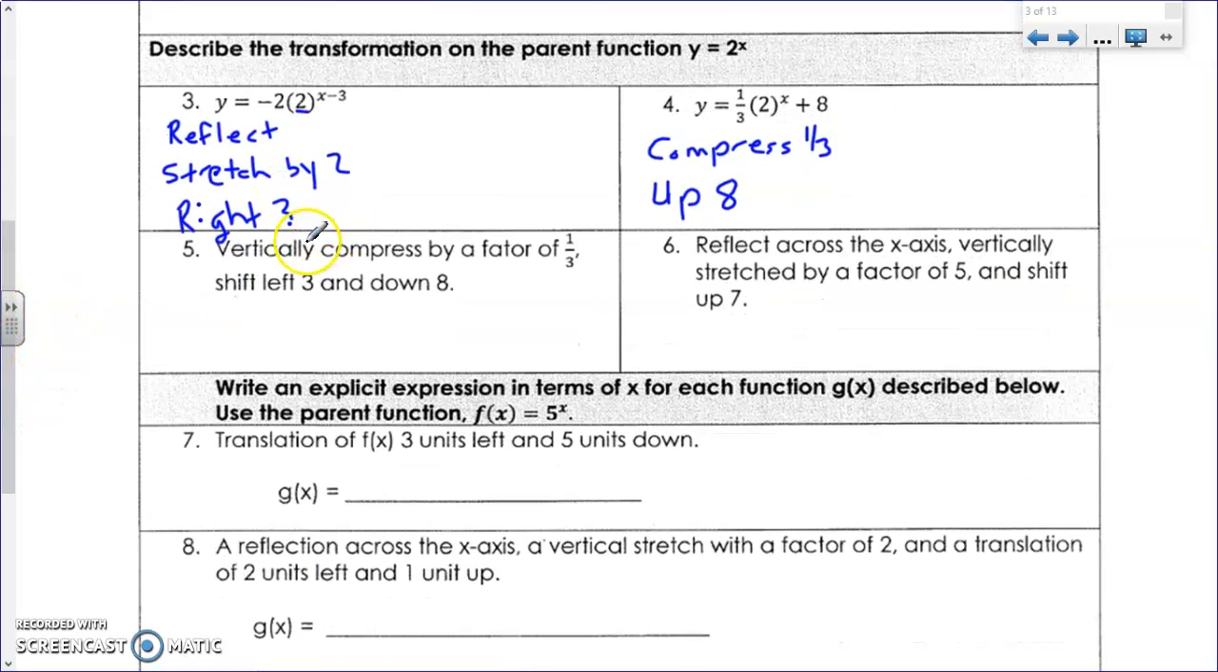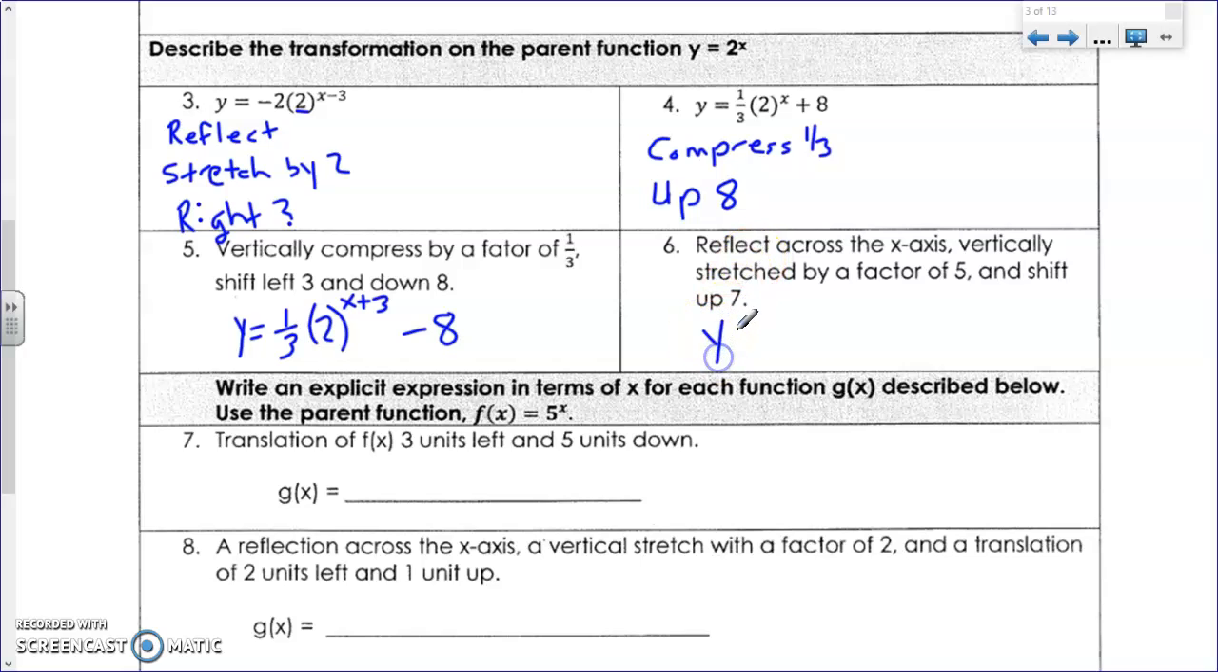Okay, so here we're going to take this function and we're going to write it from what's given. So vertically compressed by a factor of 1/3, that would be my A. And then my base is 2. Shift left 3. So remember, left is negative, but it goes in opposite. So plus 3. And then down 8.